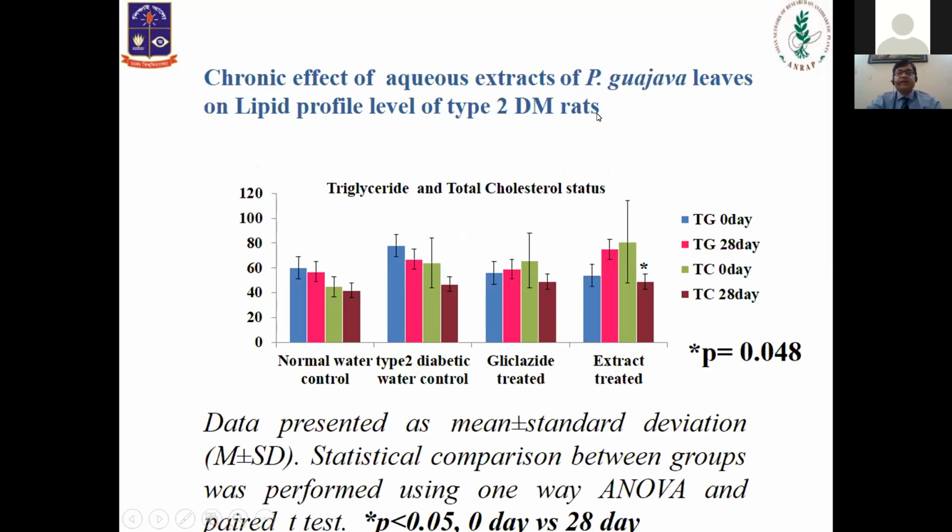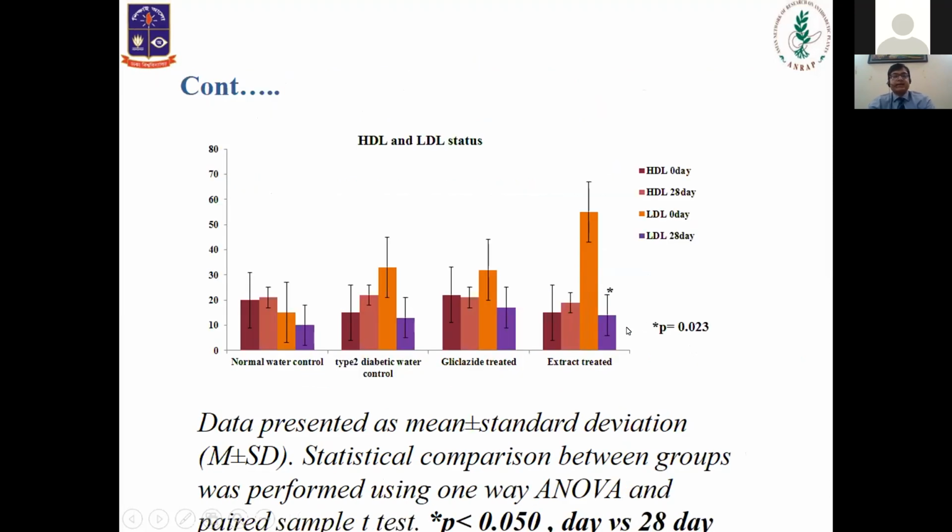And the chronic effect of this extract on lipid profile, you see this bar chart, triglyceride from 0 day and after 28 days for 4 different groups. And for the extract, we see that the cholesterol level is decreased after 28 days. So it is also a very good result from this extract.